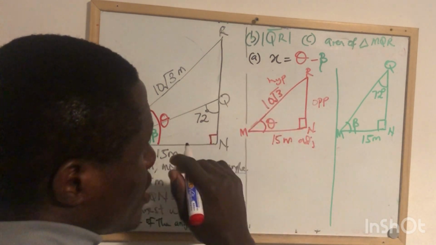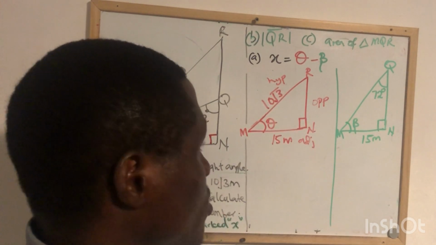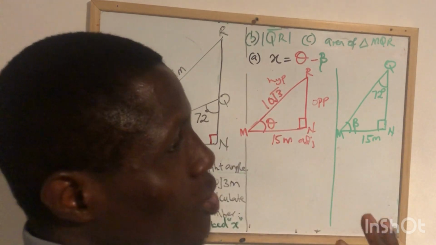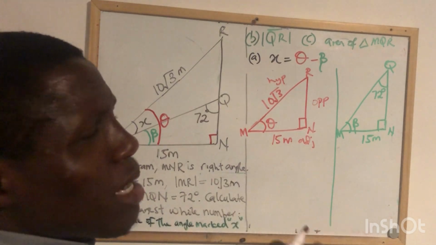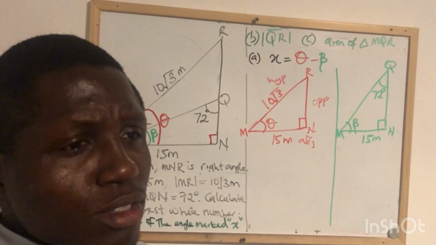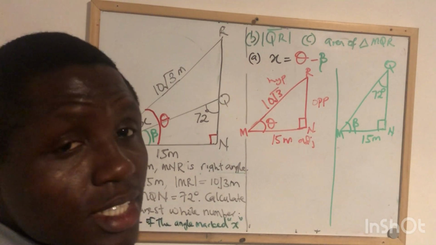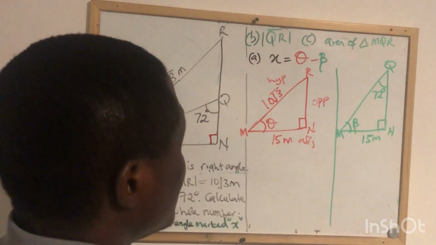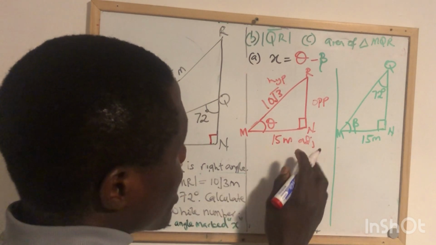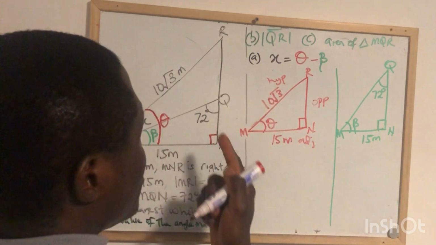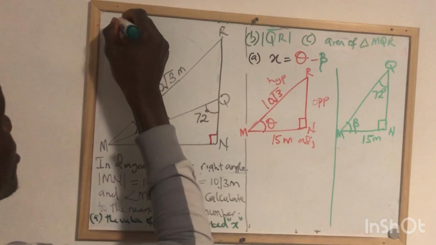To get angle theta, we are going to relate this adjacent with hypotenuse, and adjacent over hypotenuse is going to give us cos. When I talk about trigonometry ratio, we have cosine, tangent, and sine. In this case, the one that is applicable is cosine, because it relates adjacent and hypotenuse. Please note the SOHCAHTOA here.